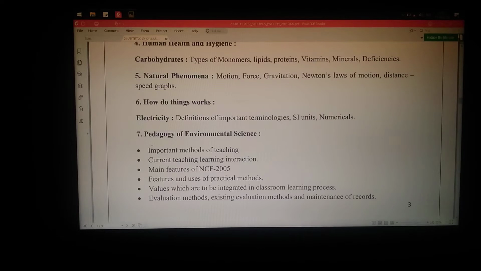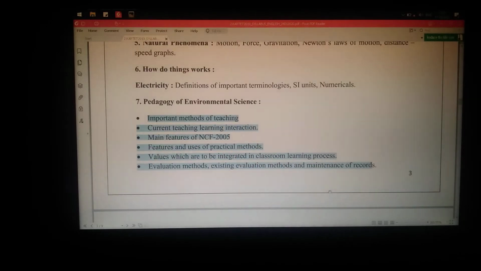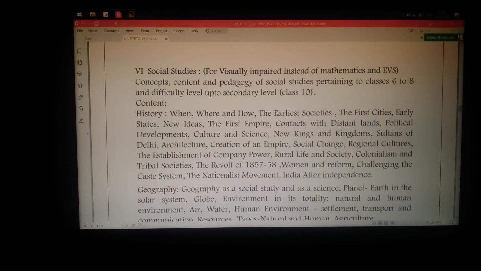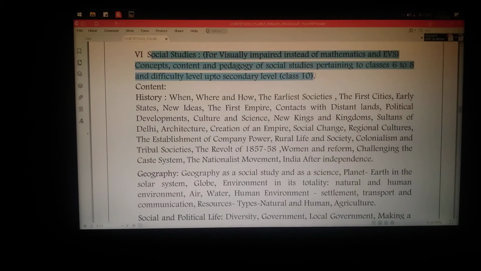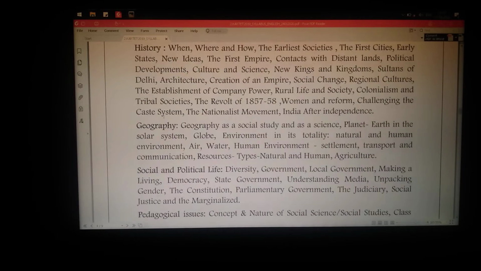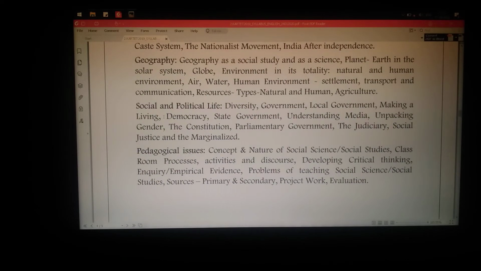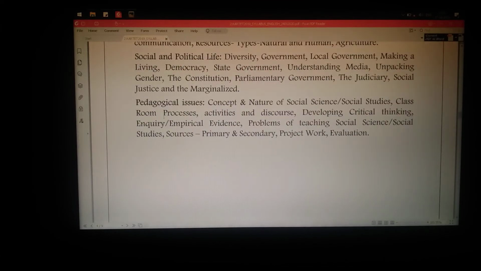Next is pedagogy of environmental science. This is about NCF and the practical use of environmental studies in the classroom, evaluation methods, and existing evaluation. For social studies, for classes 6 to 8, you have to study history, geography, and social and political life, and pedagogical issues.